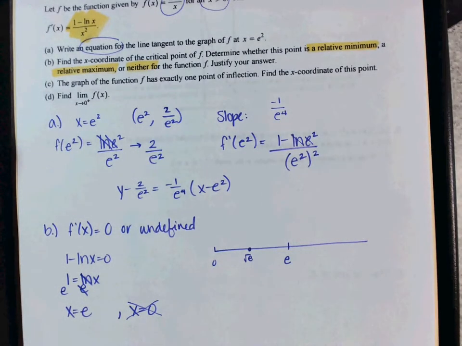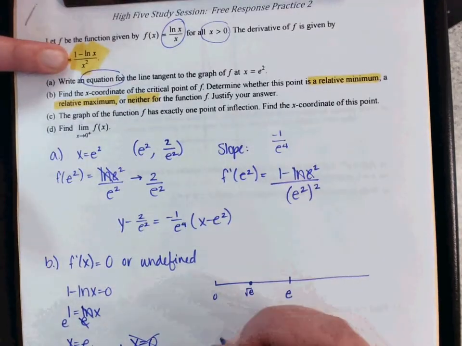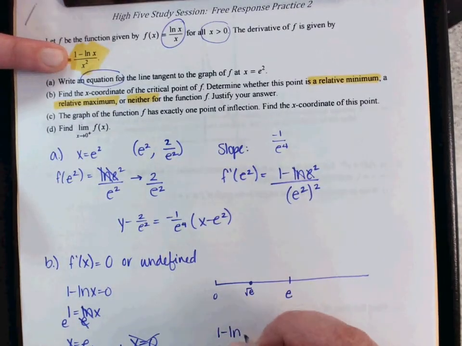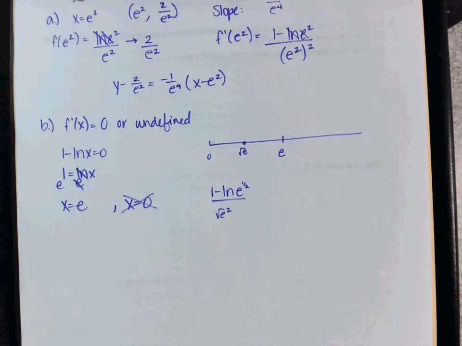So if I plug that into f prime, remember f prime is here, it's 1 minus ln of square root e, which is e to the 1/2, over, and then square root e squared. Okay, here's why I might pick that. What happens when I do ln of e to the 1/2? It turns into a what? A 1/2. What's 1 minus a 1/2?